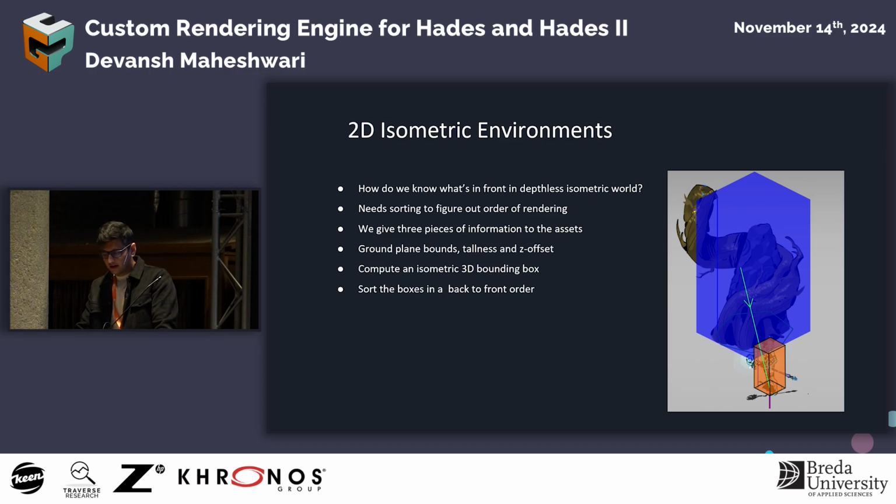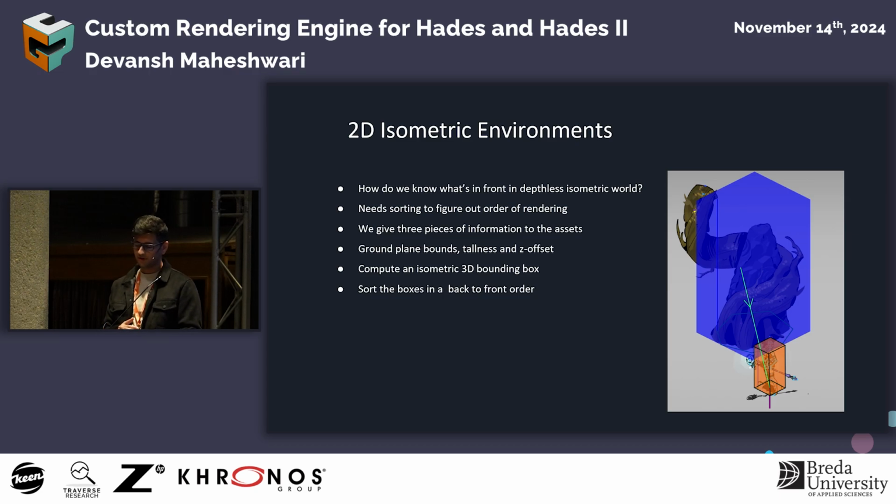So how do we know what's in front, what's behind in a depthless 2D isometric world? Well, we need some kind of sorting to figure out the order of rendering. To do this, we give 3 pieces of information to our assets. First of all is the ground plane bounds. So how much an asset covers on our ground plane, in area. So we have that as a first piece of information. After that, we have a tallness parameter.